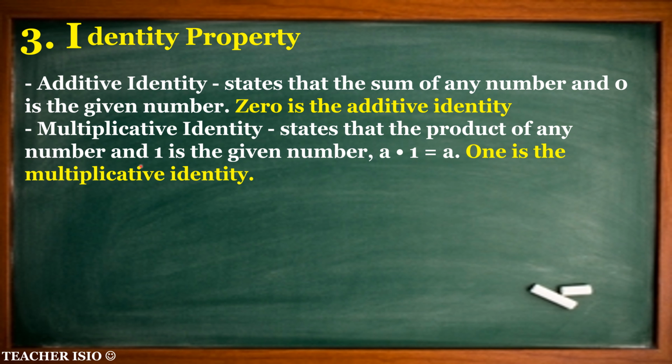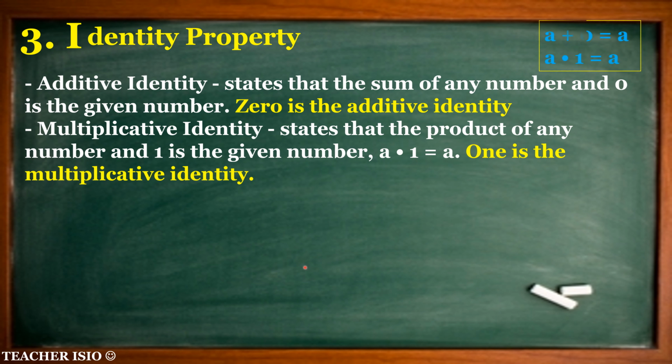Next, we have multiplicative identity. It states that the product of a number and 1 is the given number. Kung natatandaan nyo, any number multiplied by 1 equals itself. So, 8 times 1 equals 8. So, 1 is the multiplicative identity.